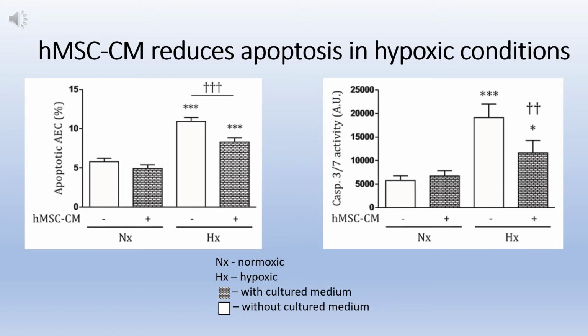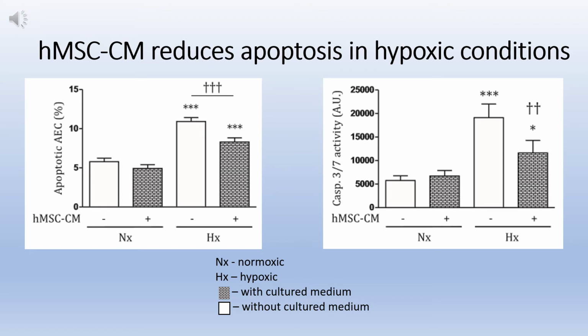Now, the white bar represents the alveolar cells without the cultured medium present, and the shaded bar represents the alveolar cells with the cultured medium present. It is first important to note that there is a significant increase between the white bars on the left-hand side and the right-hand side of the slide. This shows that there is a significant increase in alveolar epithelial cells undergoing apoptosis from the normoxic conditions to the hypoxic conditions, confirming that hypoxic conditions cause apoptosis of these alveolar epithelial cells.